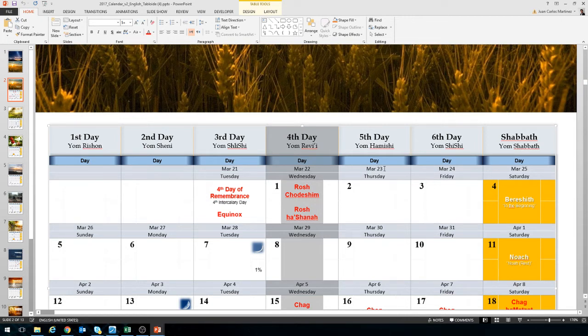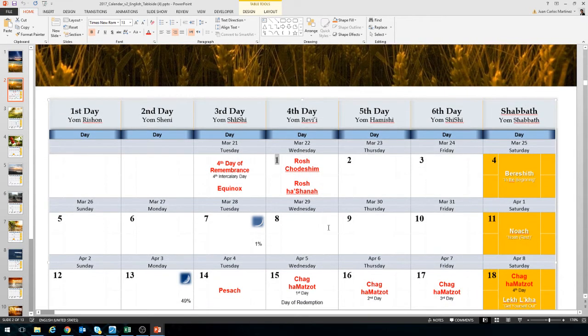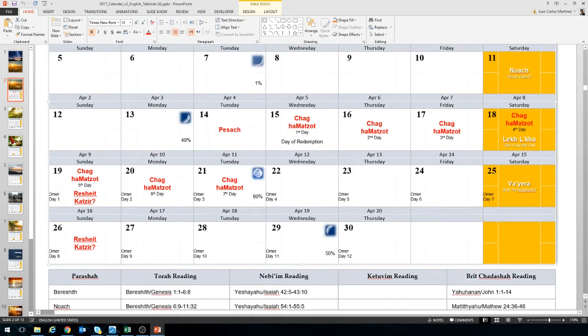And then you have March 23 is the 5th day, and so on. The main area of this second section is this one, and here you have the information of the number of the day in the YaHuWaH's calendar. So starting on the first day, second, until the 30th day.